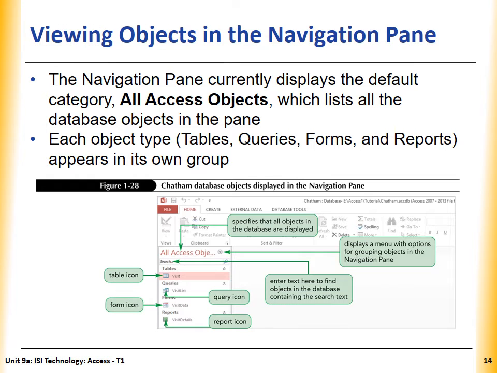Last step before you see the summary video: viewing objects in the navigation pane. The navigation pane currently displays the default category, All Access Objects, which lists all the database objects in the pane. Each object type, tables, queries, forms, and reports, appears in its own group, as you see here. In this, we have the table, visit, queries, visit list, forms, visit data, and reports, visit details.